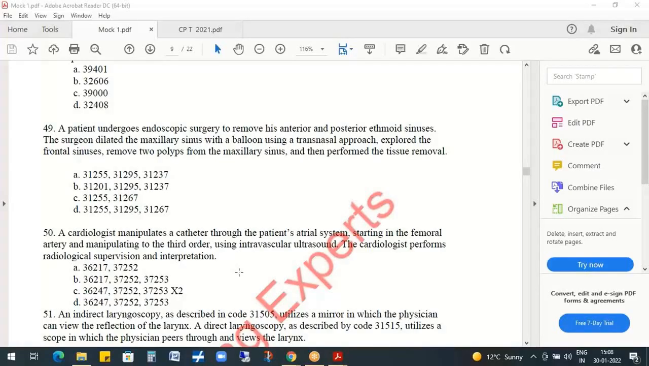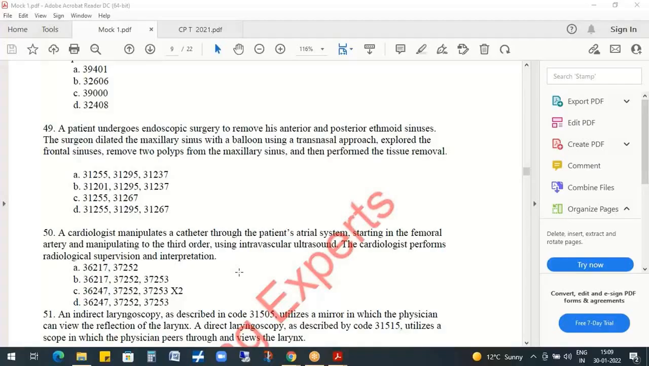Okay, sir. Now the 50th question, this is an order related question. Femoral artery, I think it comes under 36247. Yes or no? Yes, sir. Okay, A option, B option we can rule out. Then what are the remaining options, C and D? Why did they code 37253 two times? You can check whether they performed that procedure 2 times or 1 time.